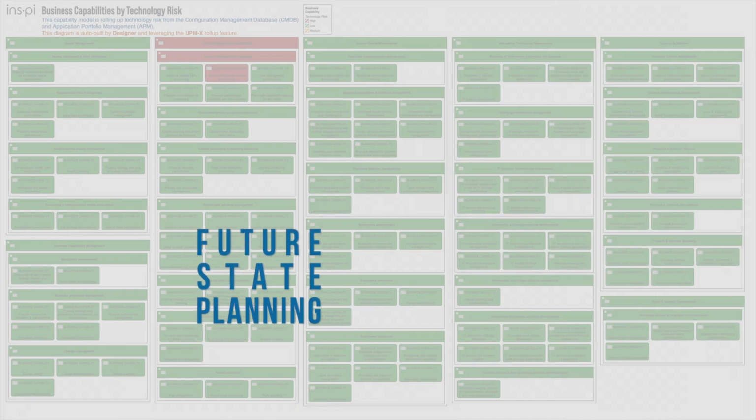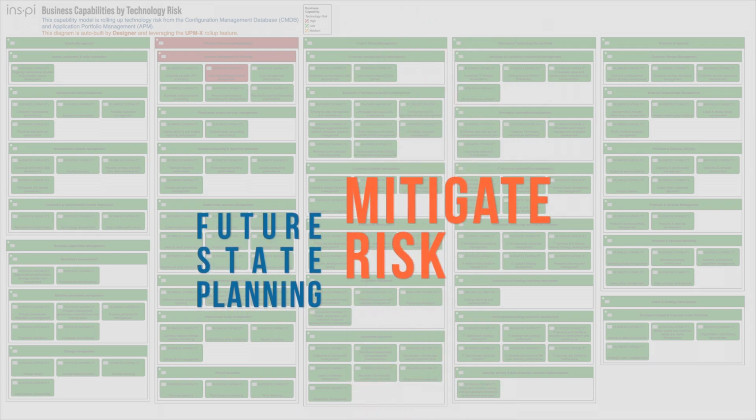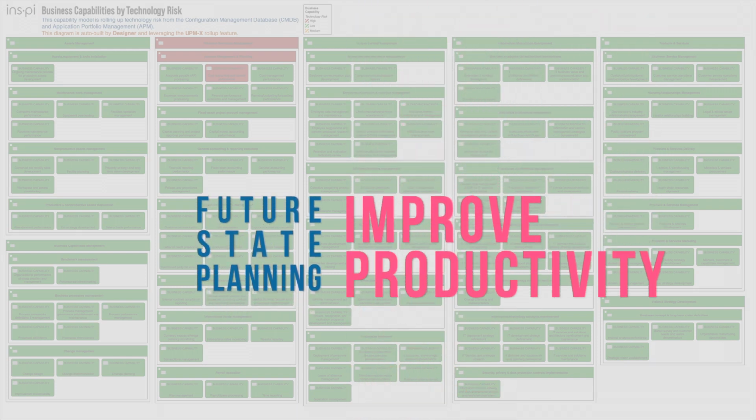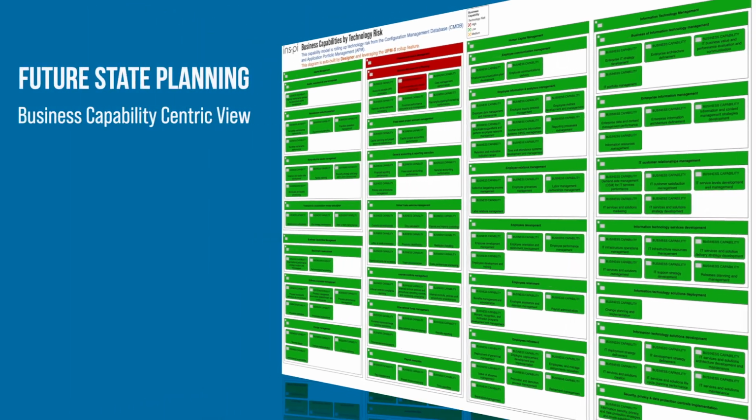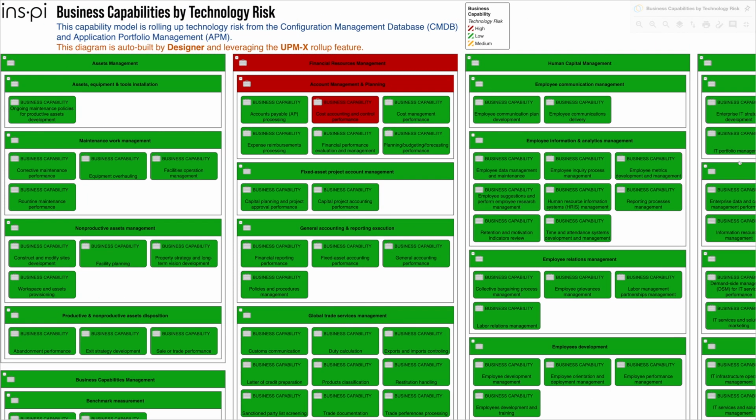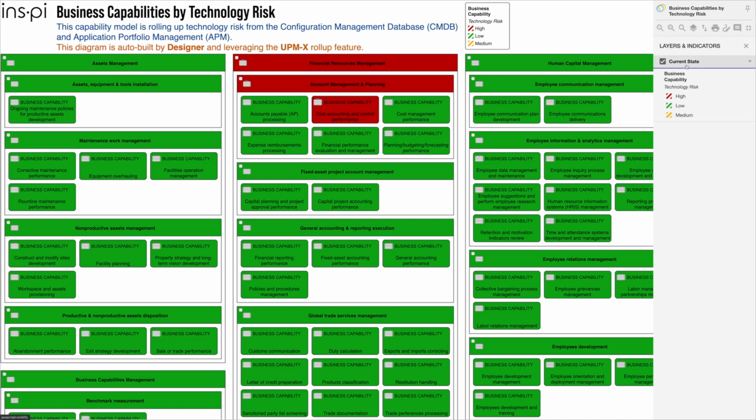The number one reason businesses cited for using future state planning is to reduce cost, mitigate risk, improve productivity, and drive innovation. In our example, we will have a capability-centric view and will analyze the risk caused by technologies on our business. Keep in mind that Designer is able to process any type of data and relationships in ServiceNow and supports various use cases. This diagram is showing the core capabilities of what our organization is doing.